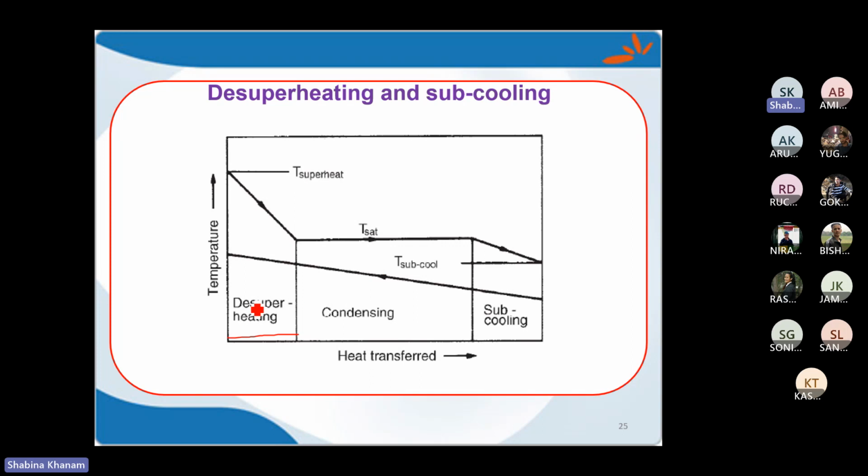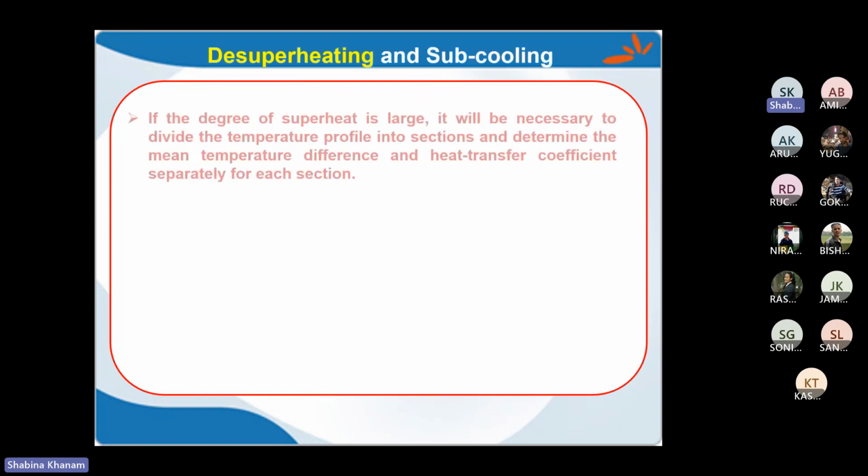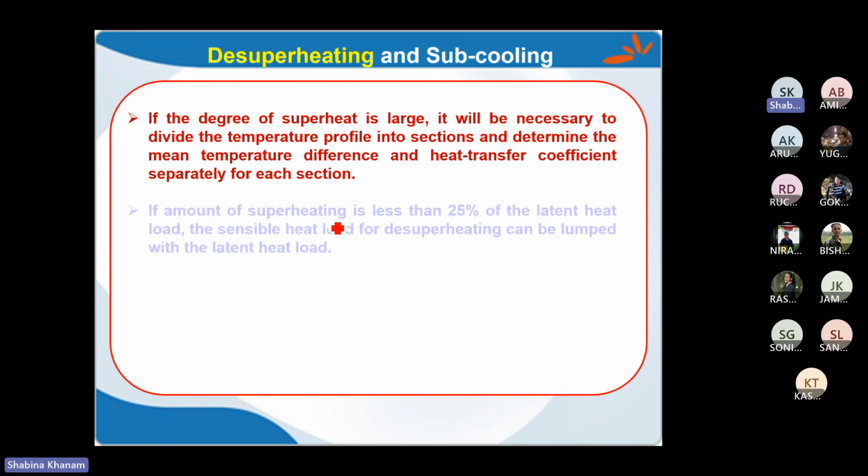So heat transfer coefficient you will find different for this case and different for this case, and then you need to consider weighted heat transfer coefficient weighted on duty, right? So in that way you can consider heat transfer coefficient, and mean temperature difference will be calculated separately, and then you can find out the area. Okay, by making these weighted with respect to heat load.